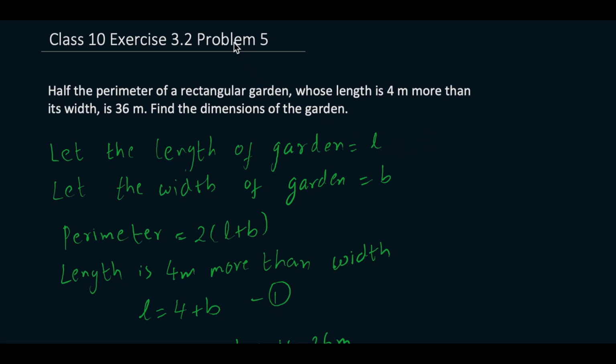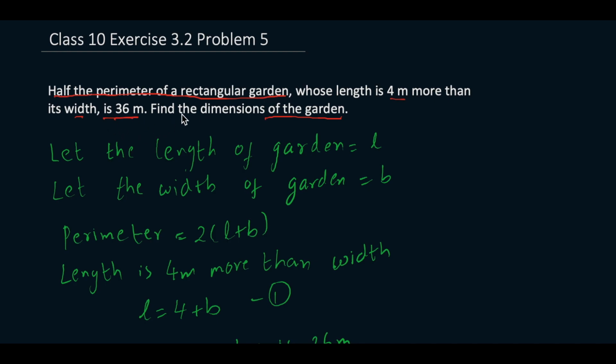Hello friends, welcome to exercise 3.2 problem 5. Here our question is: half the perimeter of a rectangular garden whose length is 4 meter more than the width is 36 meter. So we need to find the dimensions of the garden. Our first statement is half the perimeter of a rectangular garden is 36 meter.